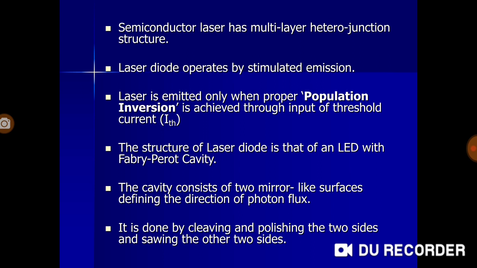And how do we achieve this defining of the direction of photon flux? It is done by cleaving and polishing two sides and sawing the other two sides. The cleaved and polished surfaces allow the light, that is the photons, to move out, while the sawed sides will not allow it, but rather reflect the light back and not allow the photons to move out. So that is how the photon flux is defined.